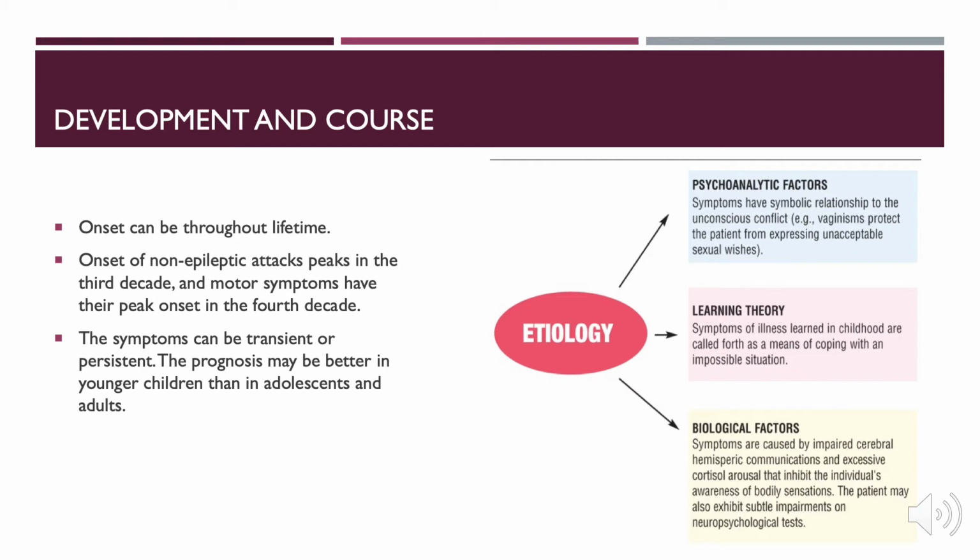So, development and course, you can actually develop conversion disorder at any time throughout your life. But there are differences between if you develop it in your 30s or your 40s. In your 30s, you're more likely to have non-epileptic attacks, and motor symptoms are more likely if you develop the disorder in your 40s. So the symptoms can be transient or persistent.